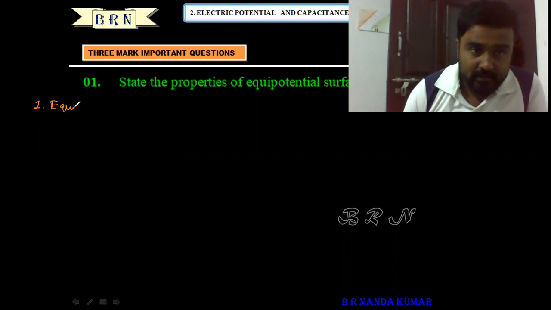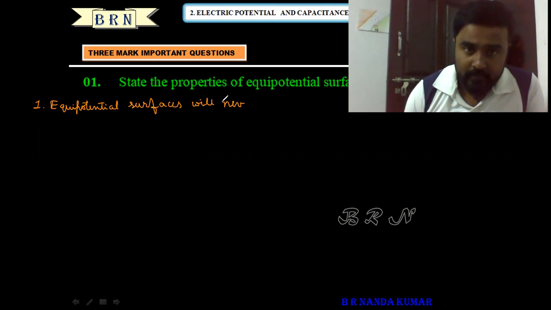Equipotential surfaces will never intersect with each other.